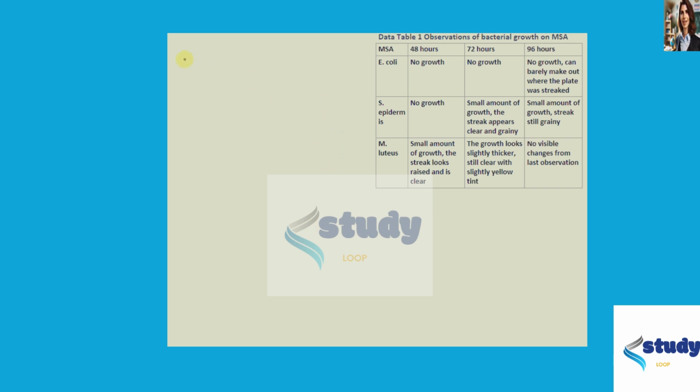Hello students, in this question different bacteria were grown on different culture media, and on the basis of that we are being asked certain questions. The first one: the table shows the growth of these bacteria on MSA media, which is the mannitol salt agar, and based on the data the first question asked is which bacteria were able to ferment mannitol and which were able to survive in high salt concentration.